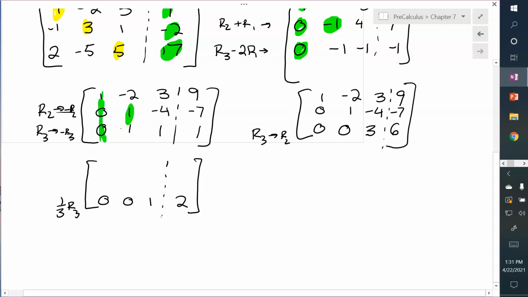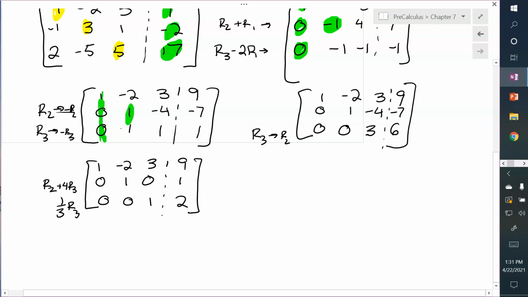And then what I want to do here is take row 2 and add that to 4 times the row 3. So row 2 plus 4 row 3. And I'm using this new row 3, the 0, 0, 1, 2. So when I add them, I get a 0 and I get a 1. And then this one is 4. I get my 0 there. And then I get a 1 there. And then on top I have 1, -2, 3, and 9.